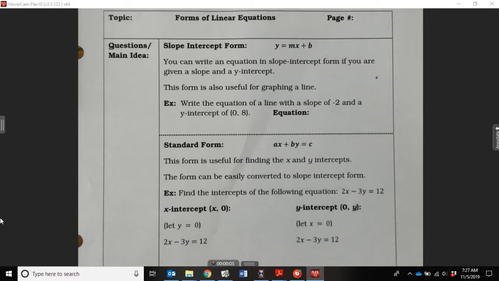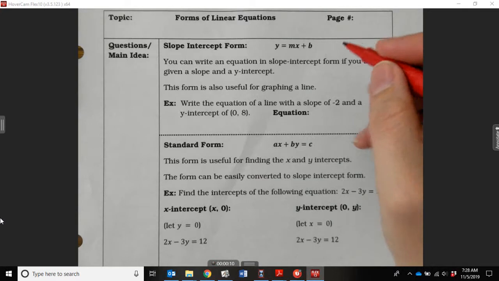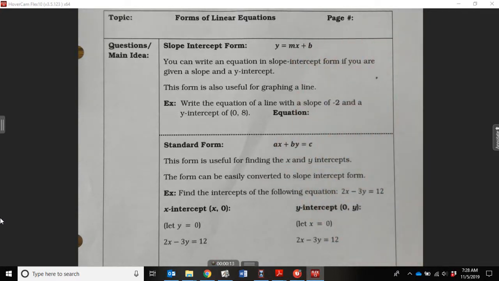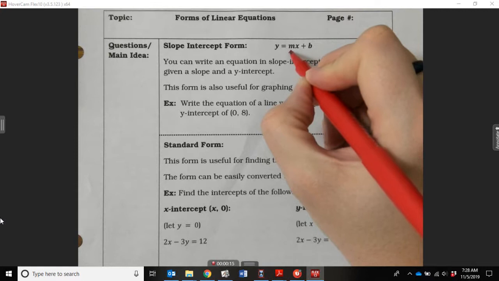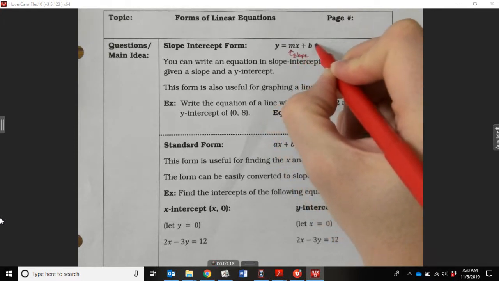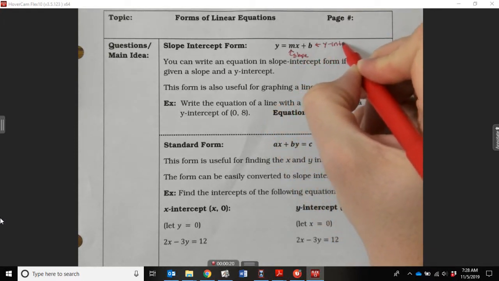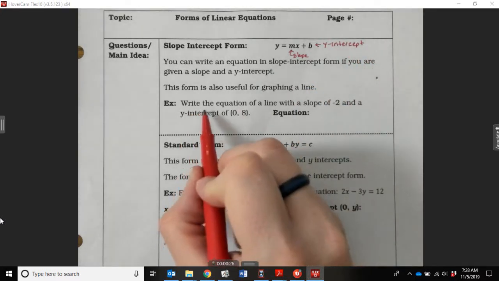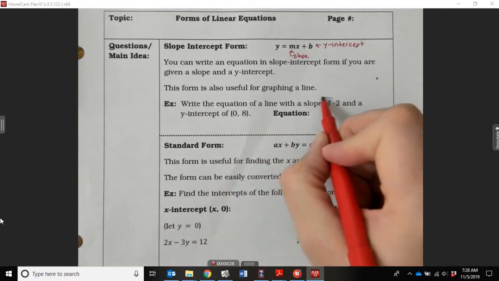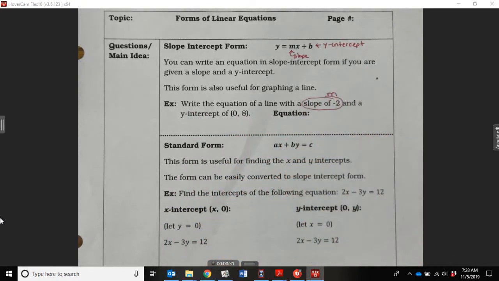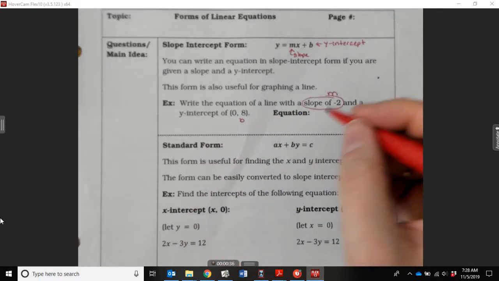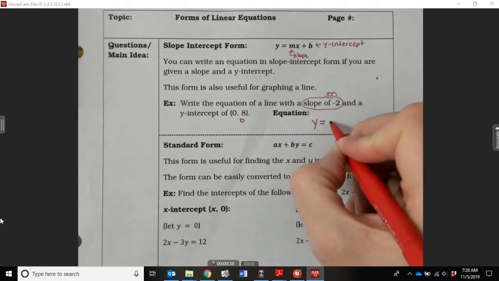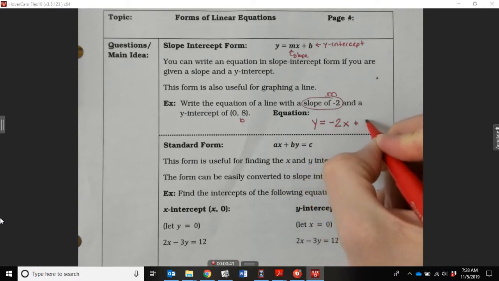All right, so we're going to review slope-intercept form, which is y equals mx plus b, which you are very familiar with. And remember that the m is your slope and the b is your y-intercept. So if I give you an example that says, write the equation of a line with a slope of -2, you know that that is your m value, and a y-intercept of (0, 8), well, that's your b value. So you can write your equation y equals -2x plus 8.